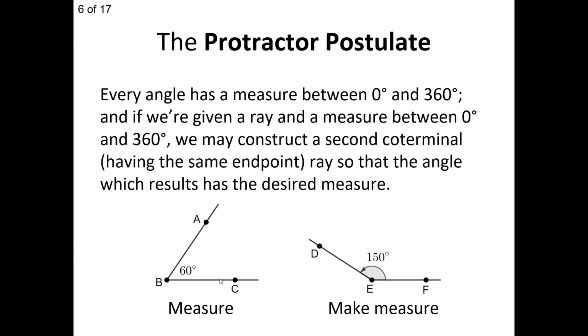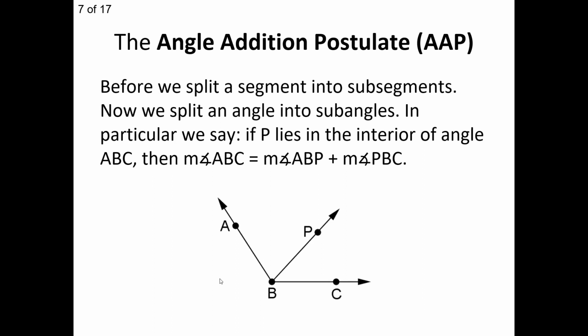that coterminal ray produces the angle of the given measure that I want. So again, these two go hand in hand, ruler postulate and protractor postulate. We can sum them up in very quick phrases as being able to measure and make measure. That is what we can do with both of those. And just like with the ruler postulate, we had the segment addition postulate, with the protractor postulate, we have the angle addition postulate. So angle addition postulate, AAP, you see at the top, it does simplify there to AAP. So use that acronym when you can.